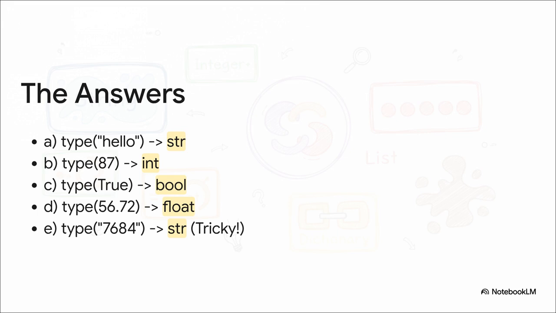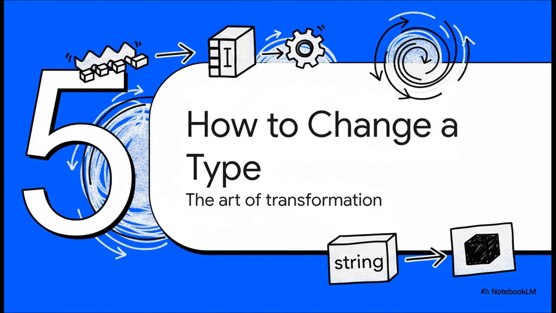And now for the tricky one. See how 7684 is inside quotes? That's the key. To Python, that's just text. It doesn't see it as a number you can do math with. So it's a string. That's a super important detail. That last example is the perfect lead-in to our next big topic. What do you do when you have data that's a string, but you really, really need it to be a number? This is where we learn the awesome art of transformation.